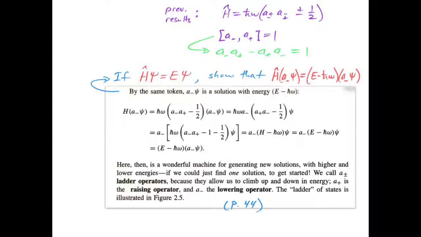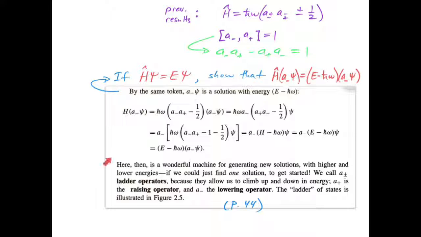So I've gone through it much faster than in the previous case, but in the end what we have is the Hamiltonian operator operating on a minus little psi gives us this energy, E, the original energy, minus h bar omega times a minus psi. So a minus psi is an eigenstate of the Hamiltonian with this energy eigenvalue. And so we've proved the proposition.